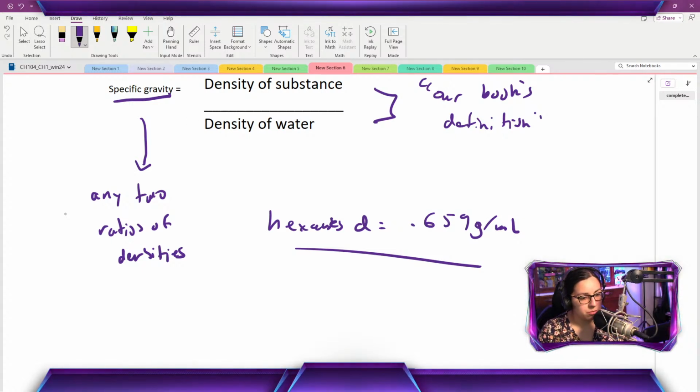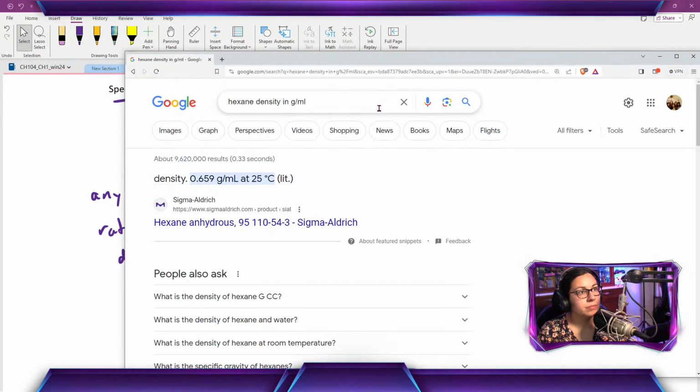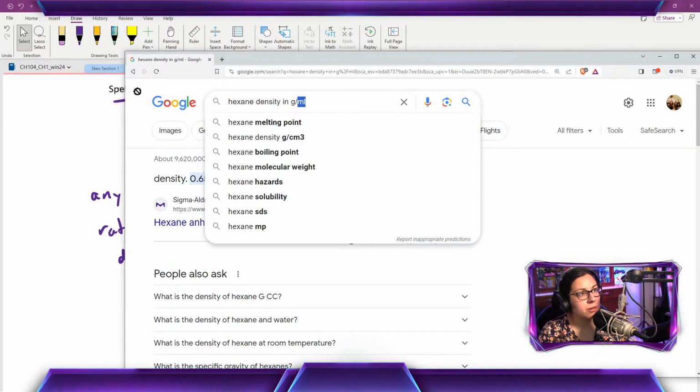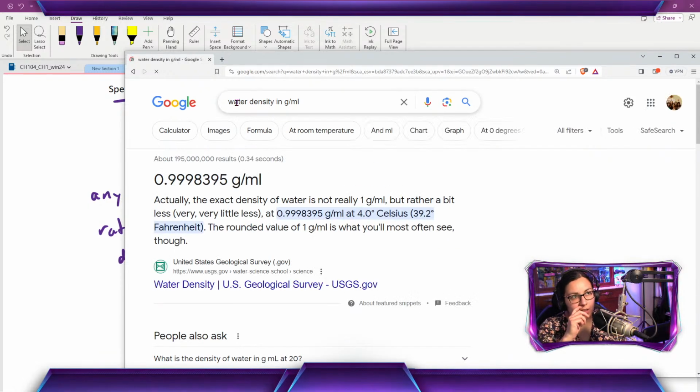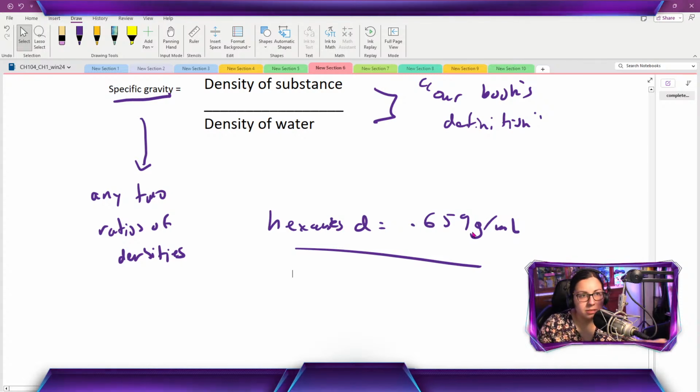And why water is so beautiful? So the density of water is 1. I'll just put it in so we feel good. So this is the exact water density, but we usually just say it's 1. So 0.9998395 grams per milliliter. But again, essentially 1. So water is considered like our standard. Everything's usually compared to water.